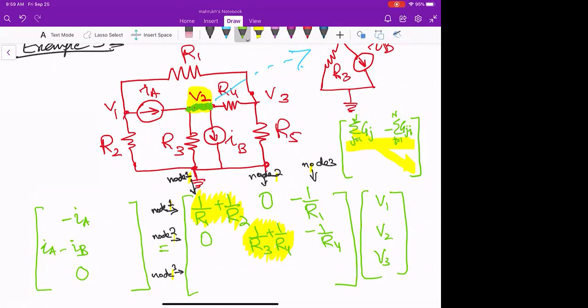Chris, Aiden, what should I write in the first element of third row? -1 over R1. -1 over R1, that's good. Okay, and similarly, I will write here as V3, V2, -1 over R4, and then 1 over R1 plus 1 over R5 plus 1 over R4. Right? Yes. So that's good.